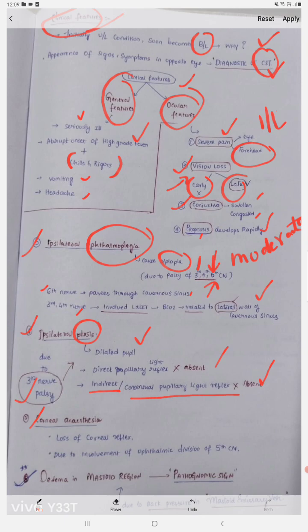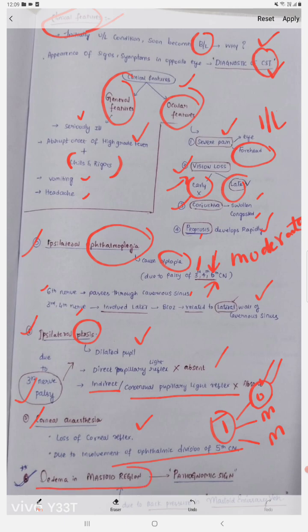Along with that, there is another cranial nerve, the fifth cranial nerve, the trigeminal nerve. It has three branches: the ophthalmic branch, the maxillary branch, and the mandibular branch. Here our concern is the ophthalmic branch, which is actually involved here. That's why we have the loss of the corneal reflex, because of involvement of the ophthalmic division of the fifth cranial nerve.